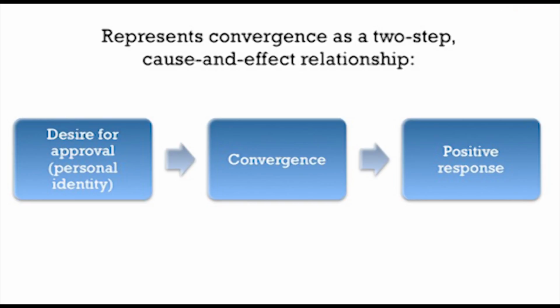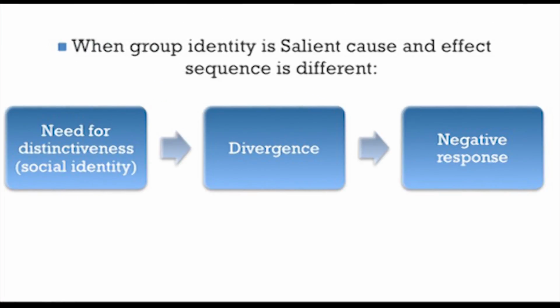This is a graphical representation that would help us understand a little better. The first graph represents convergence as a two-step cause and effect relationship: the desire for approval, and then you use convergence, and you end up with a positive response. Now we see divergence in the second graph, which is when a group identity is salient. The cause and effect sequence is different: our need for distinctiveness, and then we use divergence, so we end up with a negative response.